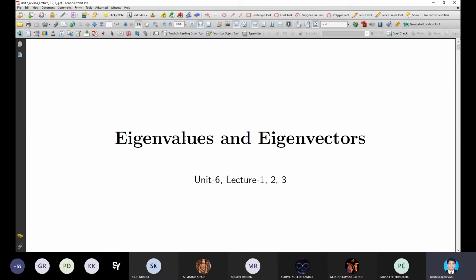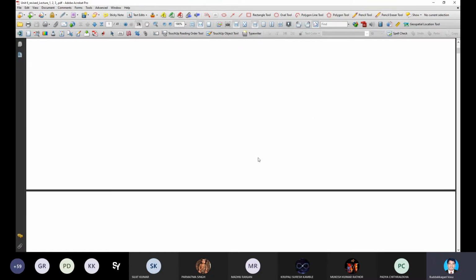and finally this eigenvalue method to solve systems of simultaneous differential equations. Both ordinary differential equations and partial differential equations we can solve by the eigenvalue method. These are the main topics in unit 6, the last unit. So today we will plan the eigenvalues and eigenvectors. What is an eigenvalue? What is an eigenvector? That we will see in today's lecture.